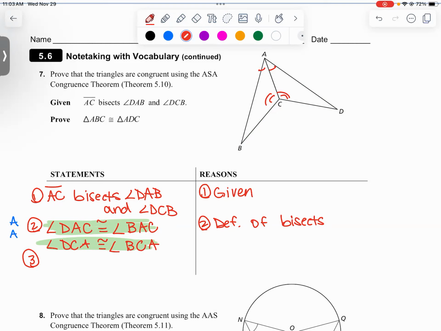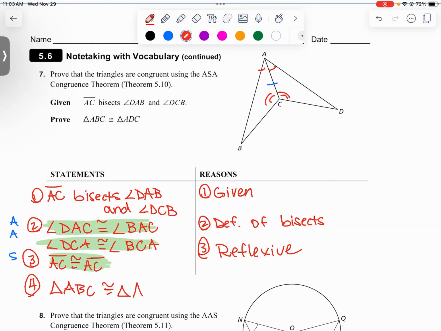Okay, what'd you say, Alexa? And what's our reason? Okay, now, do we have enough information to say that these 2 triangles are congruent? What is our reason? Angle, side, angle. Make sure you get that side in between.